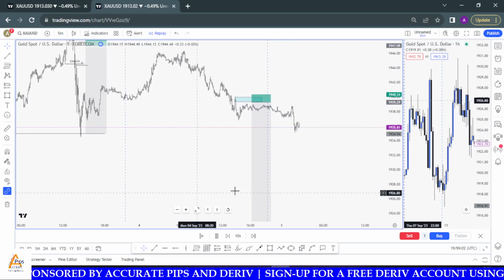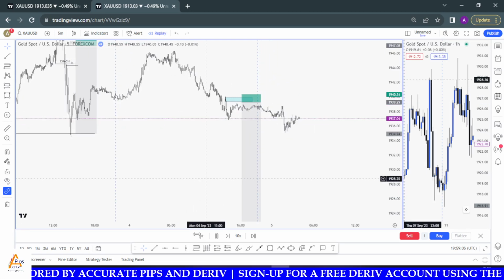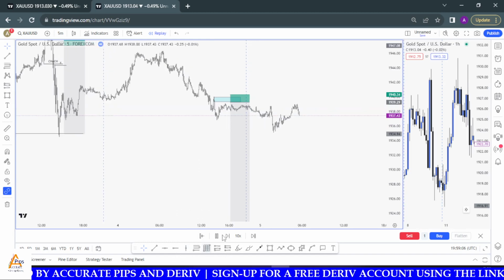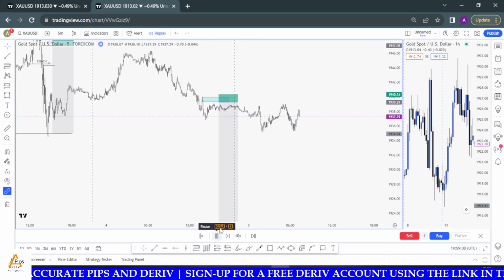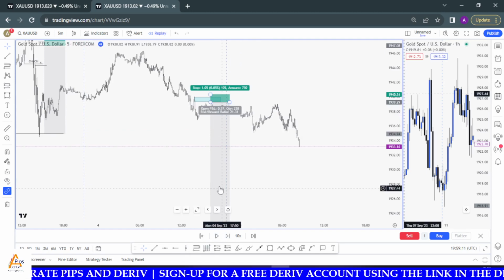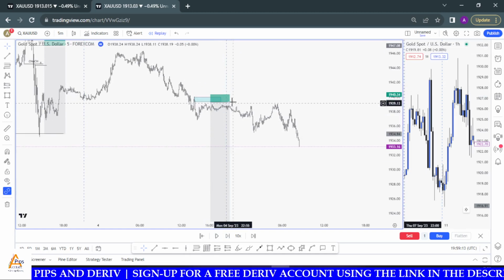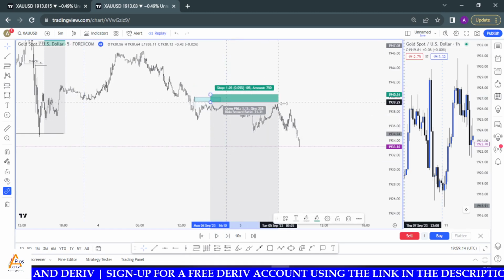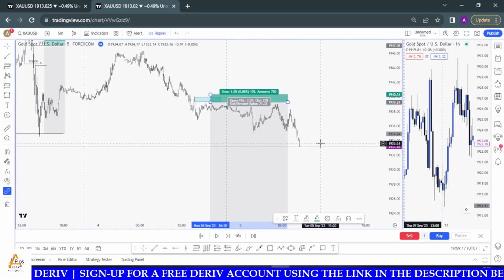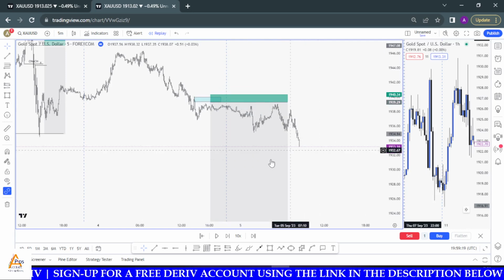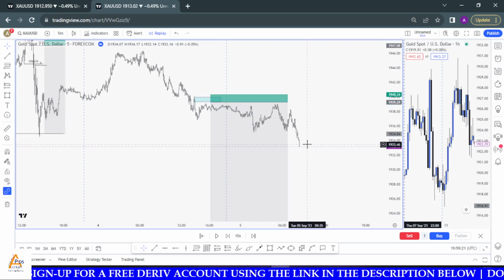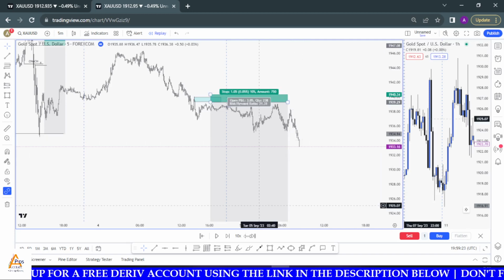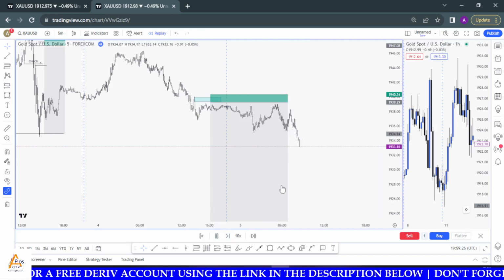Okay, so price didn't tap into it, and that is cool. Let's see. I think it did or not. Let's see. Okay, it missed by a few pips. It missed it by a few pips. So price didn't tap on that.